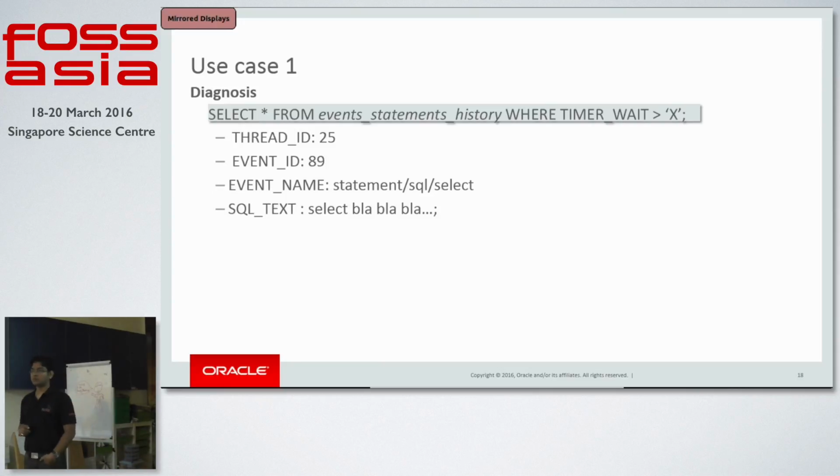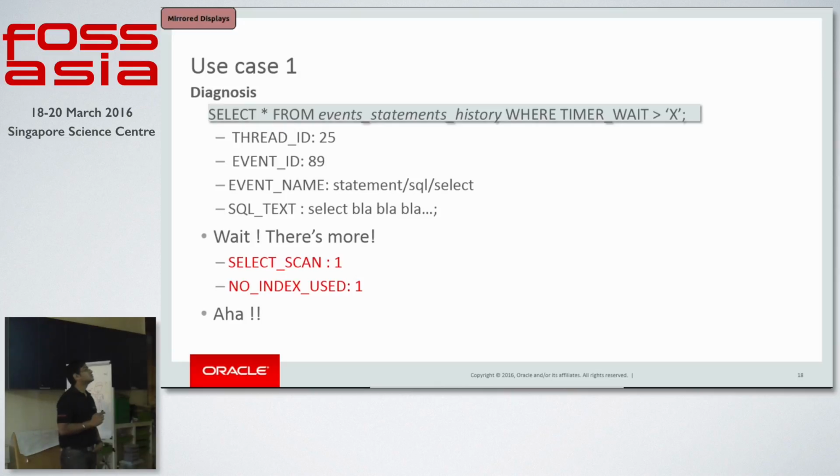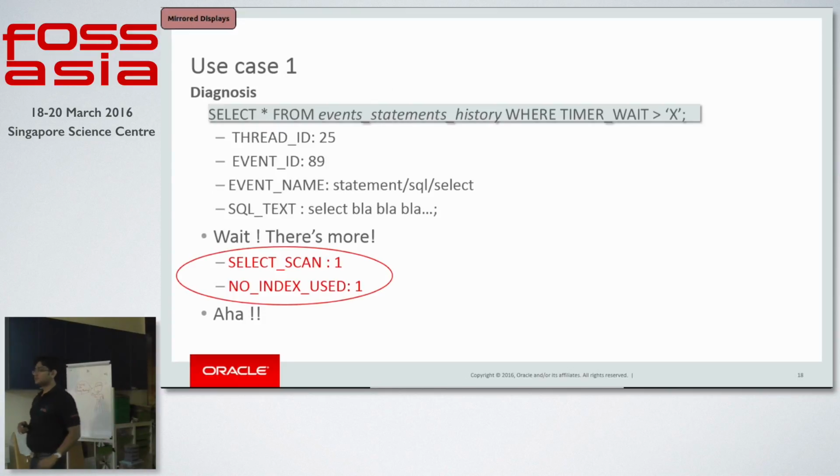Can I get some more information from performance schema? Right, so I get select_scan equal to 1. So it tells us that for this particular query there has been a full table scan, and no_index_used is 1. That means no index has been used for this particular query. So what shall we do? We should introduce an index on this particular table so that this select query can take the index into consideration and the timing could be improved. That's the first use case.